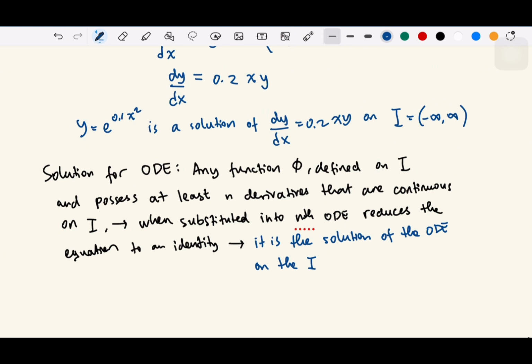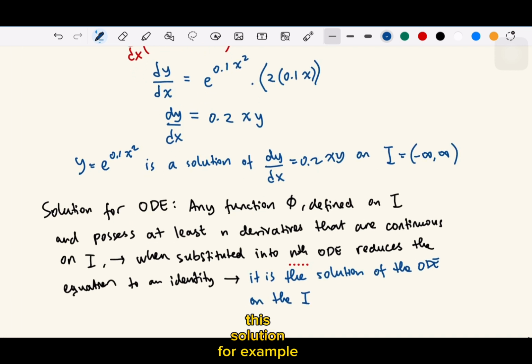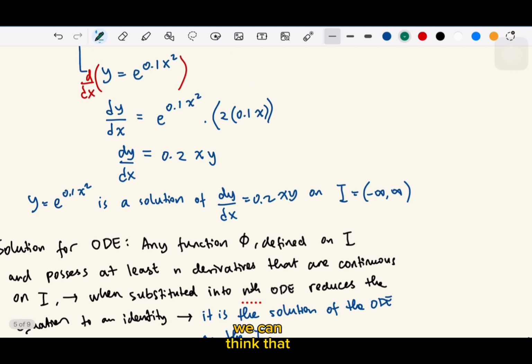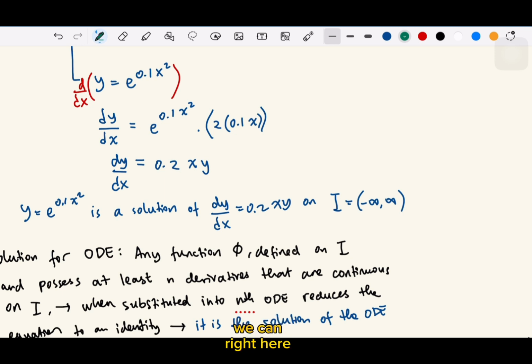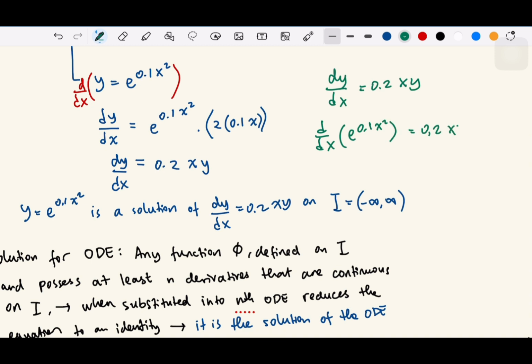It means that we can think this solution, for example, this one here, we can think that if this is a solution, right here, we can try to substitute. We can try to substitute on the left, which means we are going to take this like that, and make it into an identity, which means it becomes itself, okay? Or we can substitute the right side.